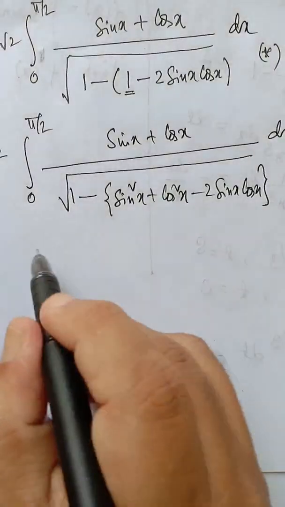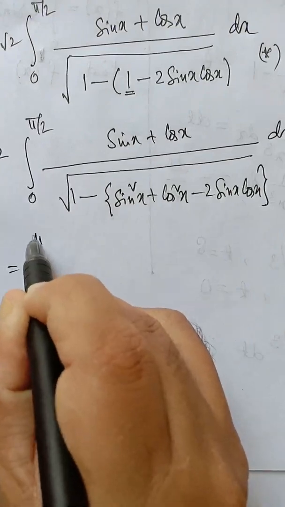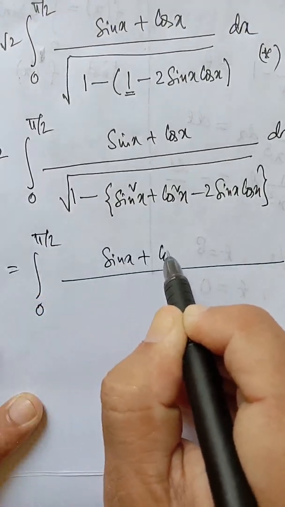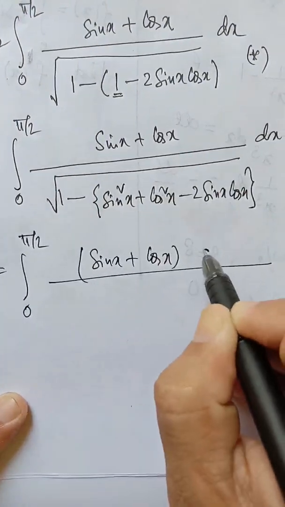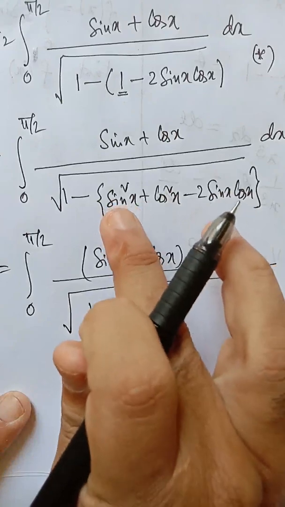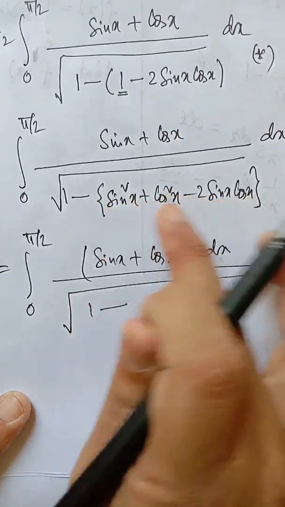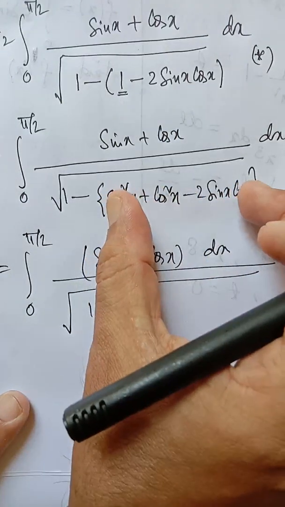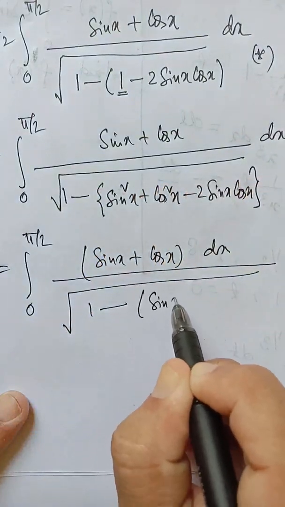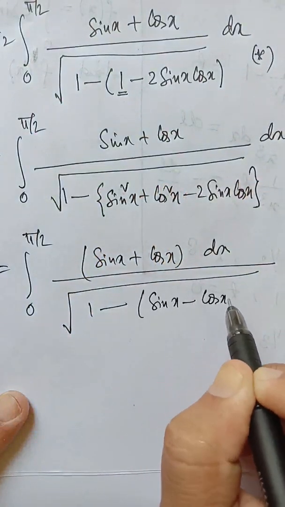And now 0 to pi by 2, sin x plus cos x dx by root over 1 minus, this is a square plus b square minus 2ab. This expression is of this form, a square plus b square minus 2ab. So it will be a, that is sin x minus cos x whole square.